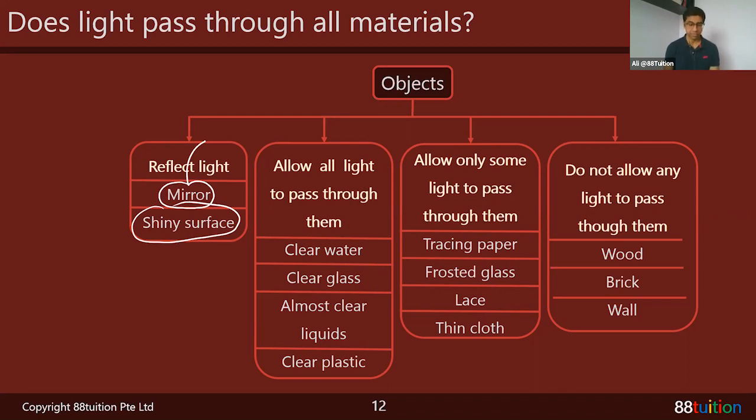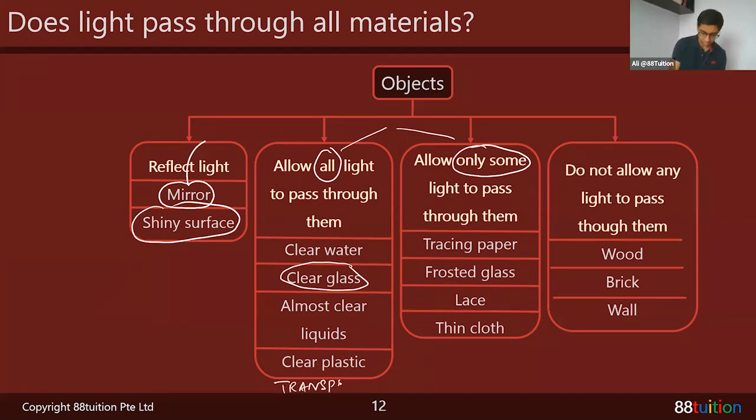You can try. Then you have objects that allow all light to pass through versus only some light to pass through. Can you see the difference here? Can you see the circling? Yeah. What does that mean? Some objects allow all light to pass through. Of course, you know, clear glass. That's why we make our windows out of them. So this is relating back to our materials. Remember, we did materials last week and we talked about transparency.